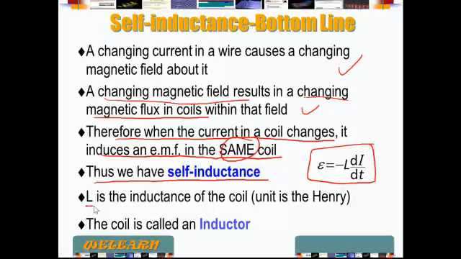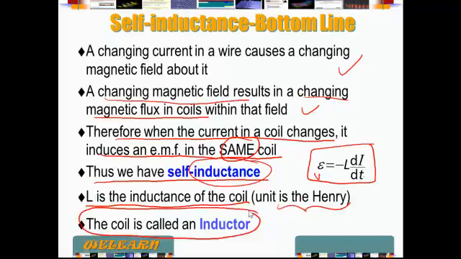where L is called the inductance of the coil, and the unit for L is the Henry when we use volts for E, amps for current, and seconds for time. For this reason, under these circumstances, we call the coil an inductor. And inductors are an important component of electronic circuitry. We use them quite a bit.